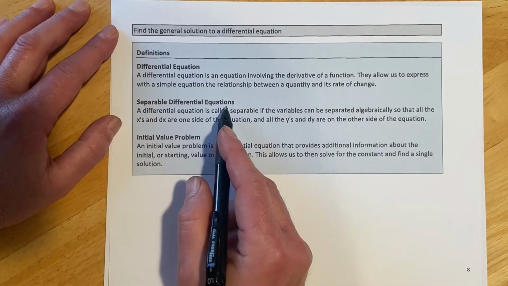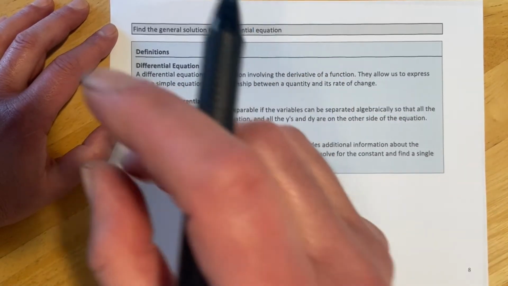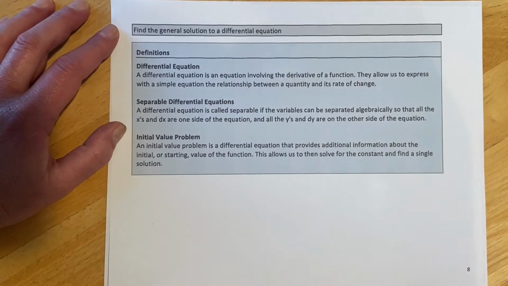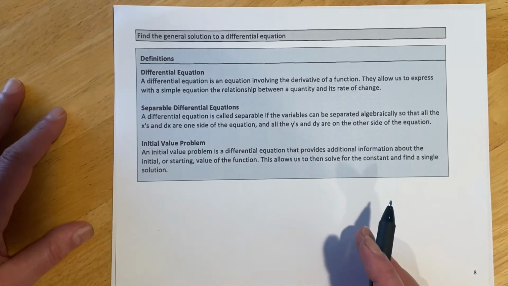A separable differential equation is when we're going to end up with these dy dx's. That's our y prime, which is dy dx. So we're going to need to get our dy's and our y's on one side and our x's and our dx's on the other side. If it's an equation where we're able to do that, then that's called a separable differential equation, and that's the only kind that we're going to look at in this class.